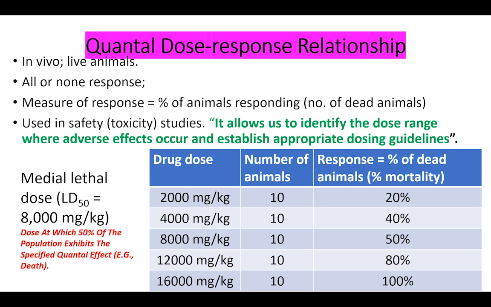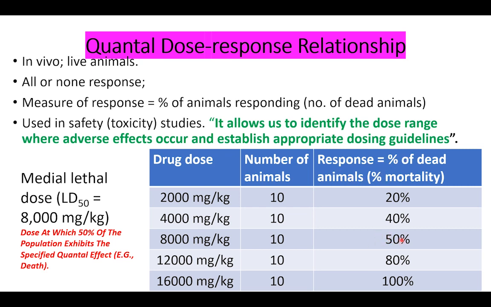And this quantum dose-response relationship is used in the safety or toxicity studies, because it allows us to identify the dose range where the adverse effects occur, and we are able to establish the appropriate dosing guidelines, as we can see in this table. So as the drug dose is increasing, we have a constant number of animals that we are studying. So as the drug dose is increasing, we shall show that the response, which is the percentage of death of the animals, also is increasing.